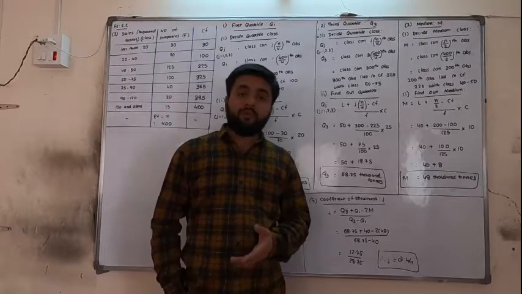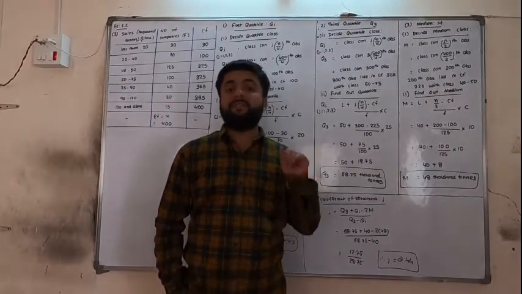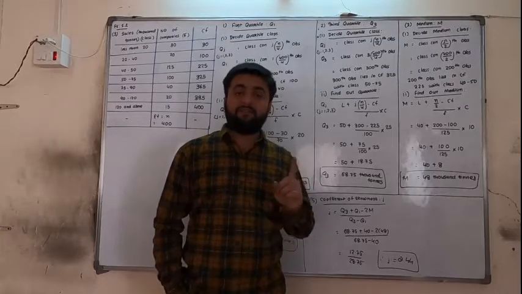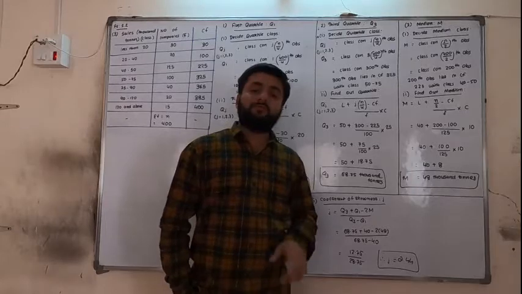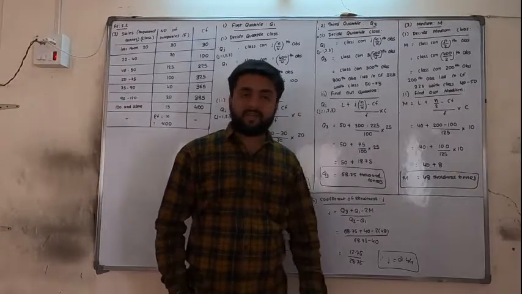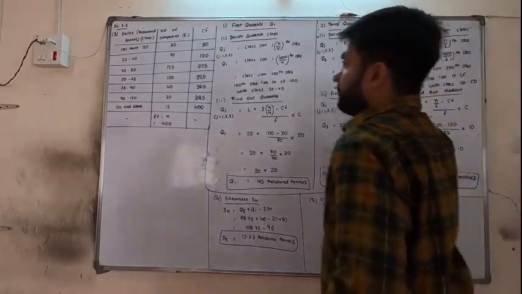Tomorrow onwards, we are starting one chapter of accounts, that is the 11th chapter of the first part. Now in the first part only one chapter is left, that is bank reconciliation statement. So tomorrow we are starting that chapter in accounts, and today we are completing this chapter. Okay, now the fourth sum.